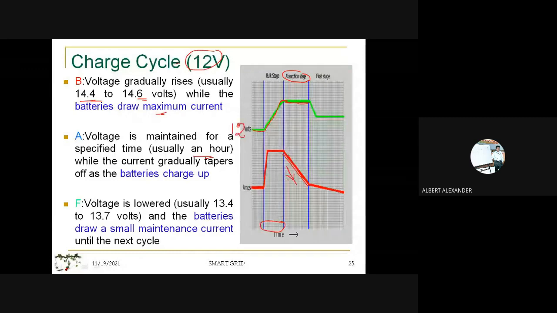Okay, and let me say what is happening in the float stage. In the float stage, the 12 volt battery, which reached the 14.6 volt level, reduces to the level of 13.4 to 13.7 volt. And the battery will draw a very small current, and then the next cycle will start. The next charging cycle will start.